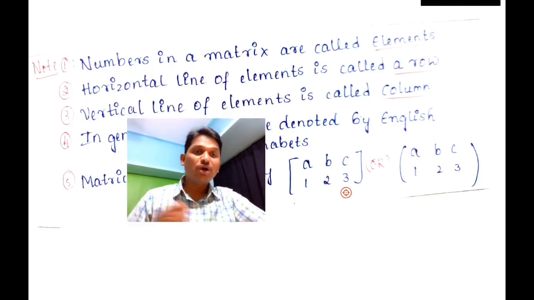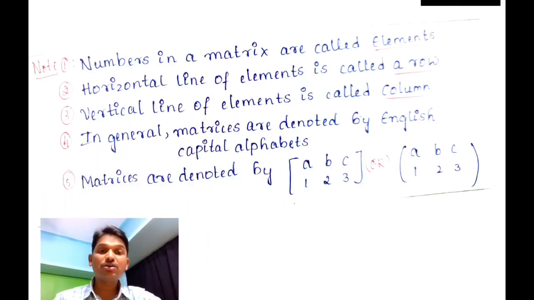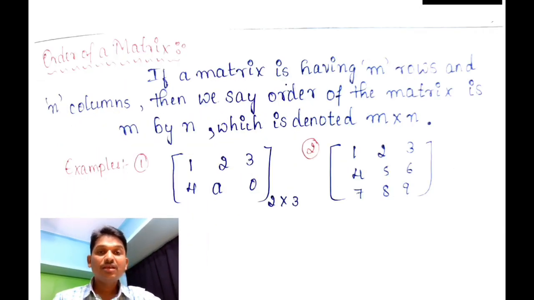I hope you understand till now what I did. It is important, take pen, paper and start writing these things, so that by the time this video is over, the revision is also will be over to you. Okay, right. Now we learn about order of a matrix. Which one is called order of a matrix? Look here, order of a matrix. If a matrix is having m rows and n columns, then we say order of the matrix is m by n. If a matrix is having m rows and n columns, then we say order of the matrix is m by n, which is denoted like this.